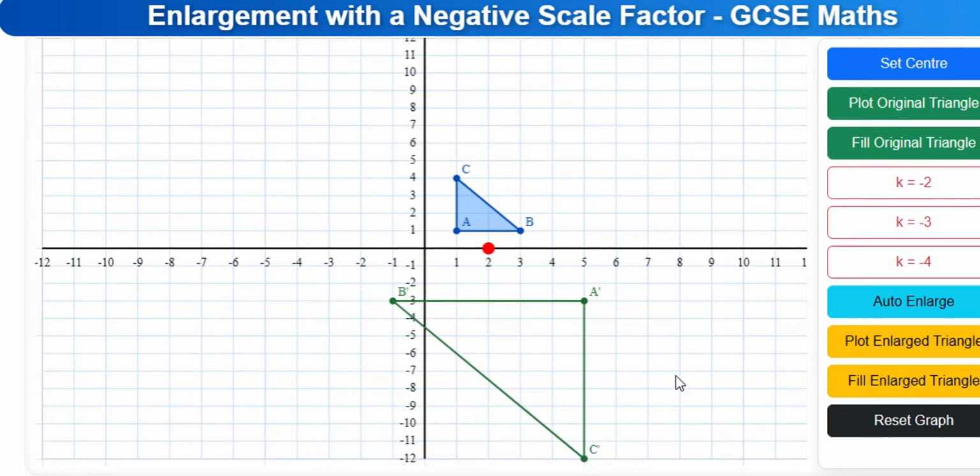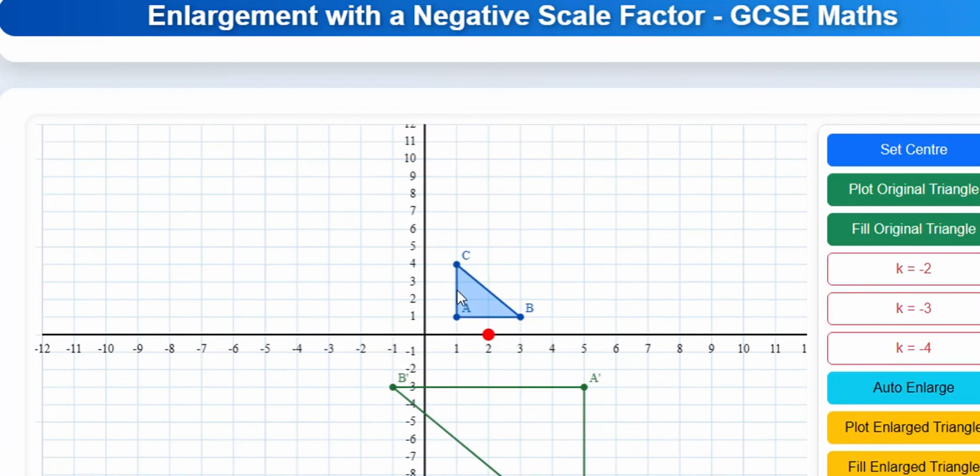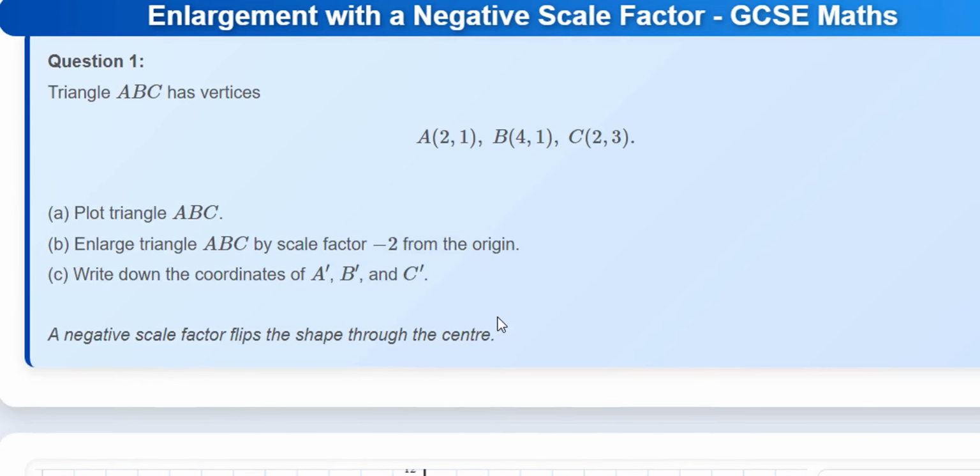And as you can see, that triangle is very much bigger than the original one, because the enlargement scale factor was an integer, though it was negative. So that's why the triangle is also flipped and downward to fit on the negative scale. So that's how we enlarge shapes using a negative scale factor.